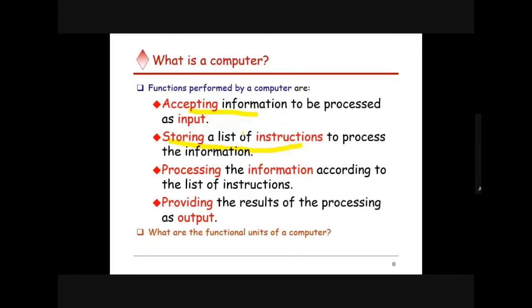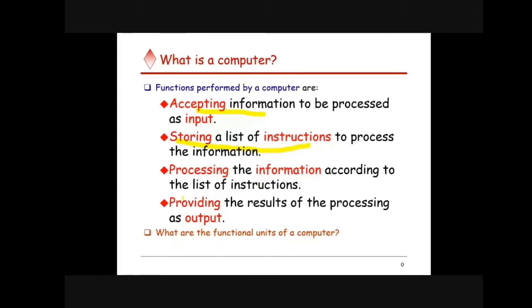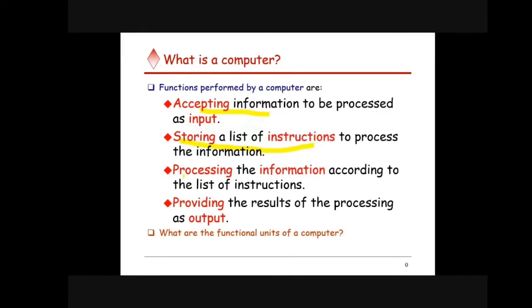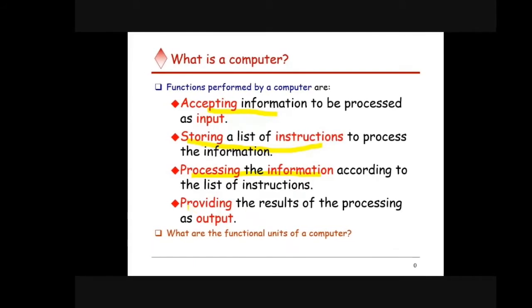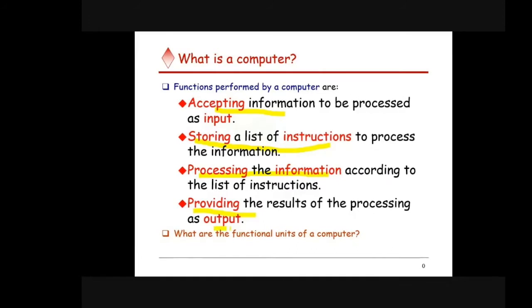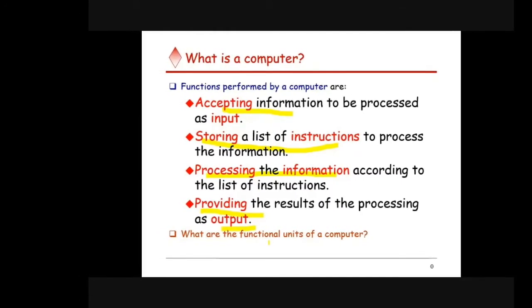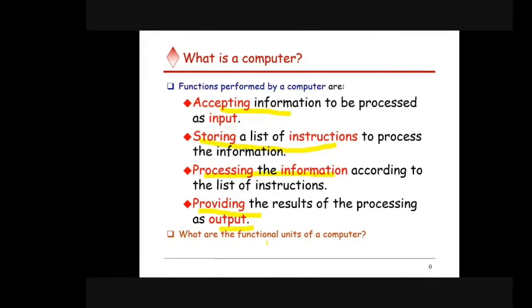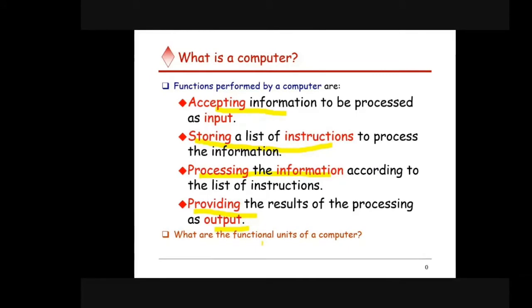So the computing machine is accepting the input and storing it inside the machine, and once it has the input, based on the instruction, it is processing the information. After that, the processed result will be output through the output device. So these are the things a computing device will be doing. The input will be accepted, stored inside the system and processed, and the result will be output.